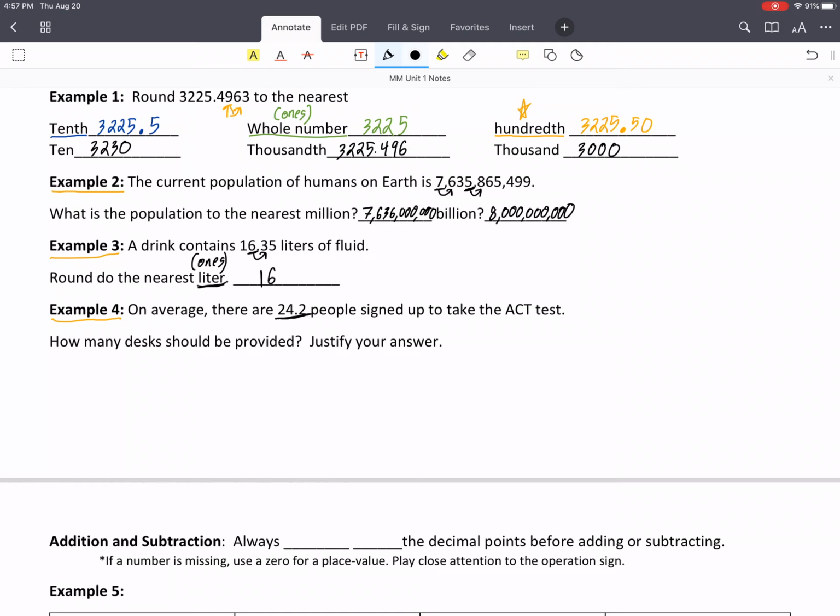So what this was showing is that there are some things that just cannot be rounded, like a person. You can't have part of a person. So I personally would put 25, because you can't have part of a person. That's what this is showing you.